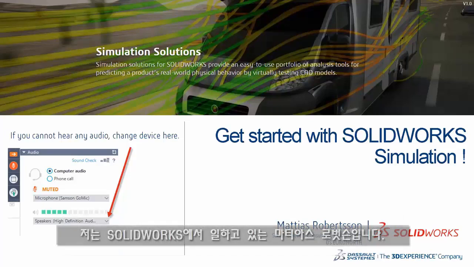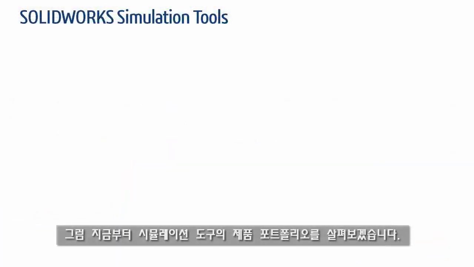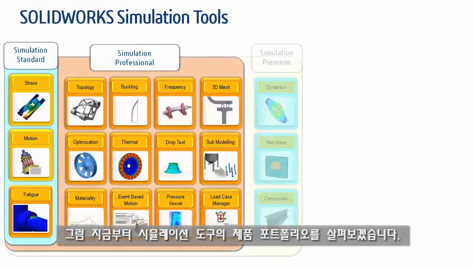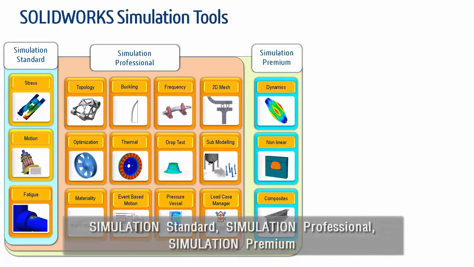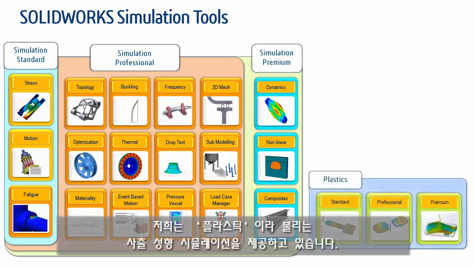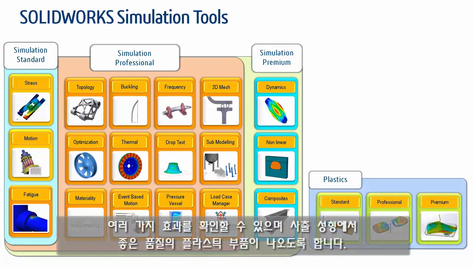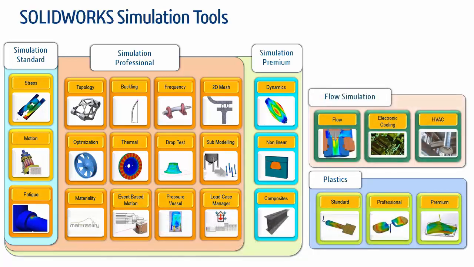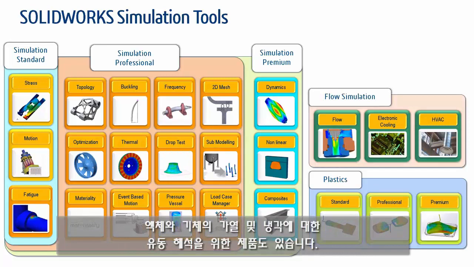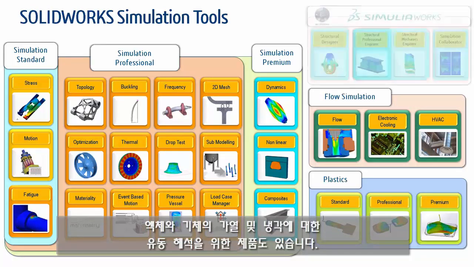I work for SOLIDWORKS. And let's have a look at our simulation tools product portfolio. We have three different packages for structural tests for parts and assembly: Simulation Standard, Simulation Professional, Simulation Premium. We have an area for simulation for injection molding called Plastics, where you can check mold defects, make sure you have a good plastic part for injection molding.